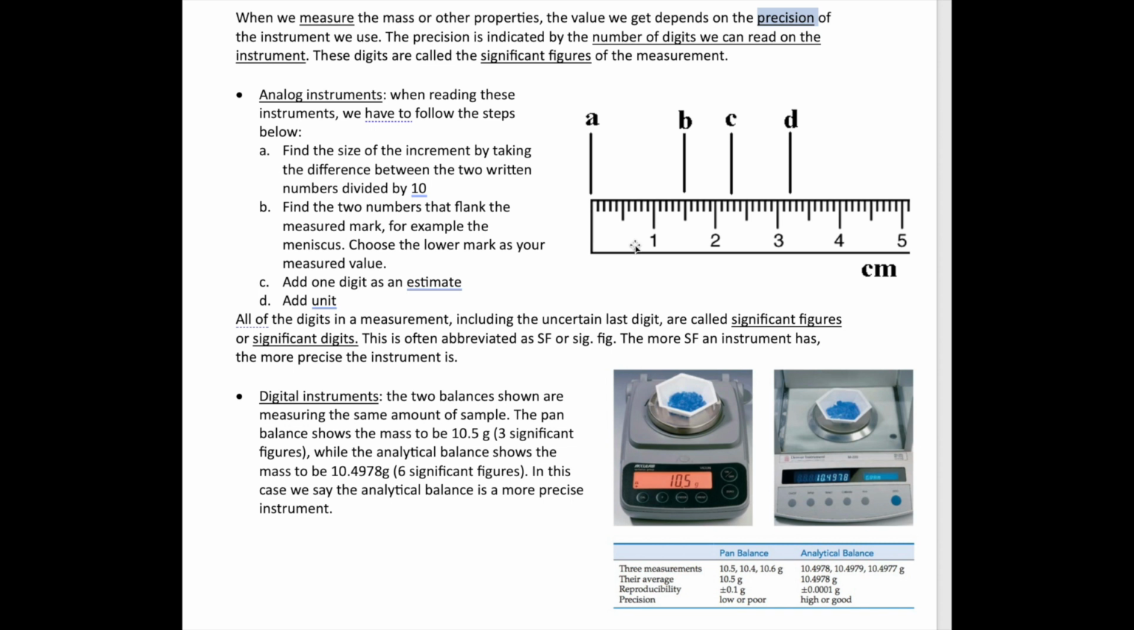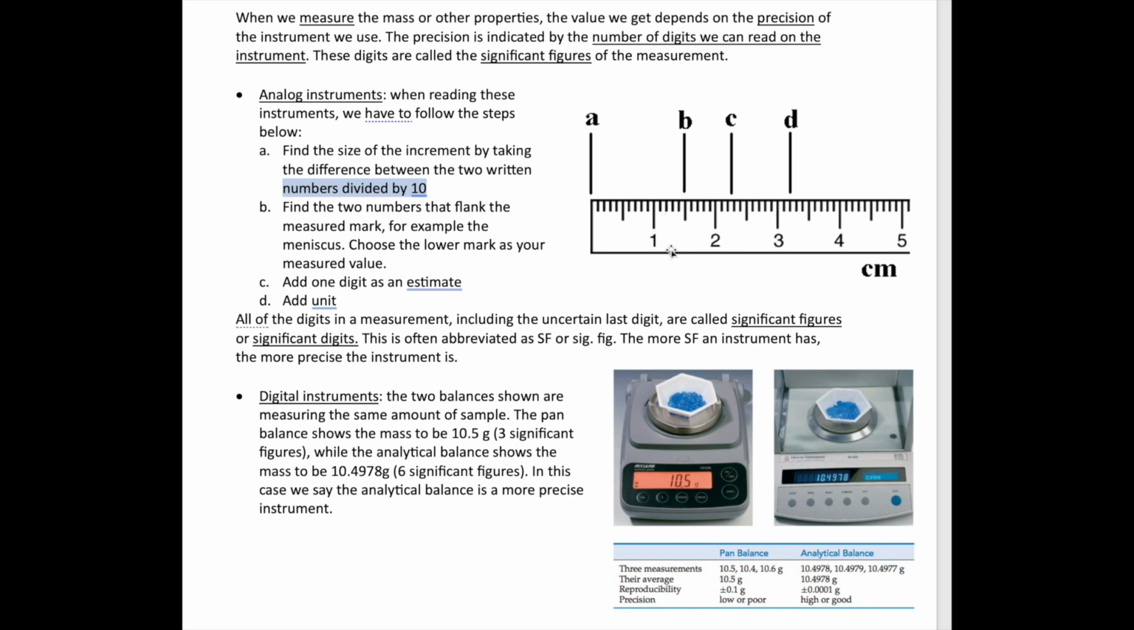What happens when you have a ruler? You have to read the number yourself. These are what we call analog instruments. So you got to follow these steps to read your measurement. The first thing is just to figure out what is the size of these little marks right here. The way we do that is we just take the difference between the 2 written numbers and divide it by 10. I would say the majority of instruments have 10.